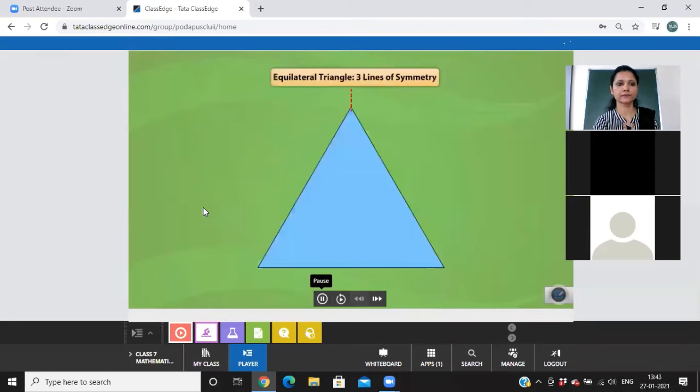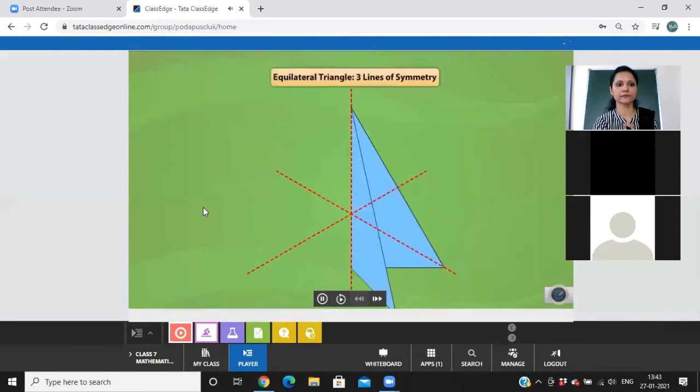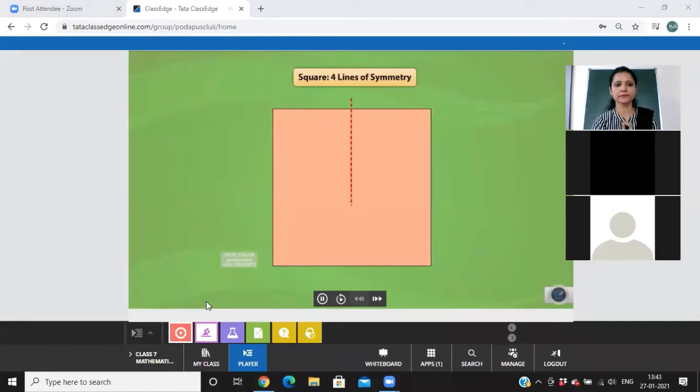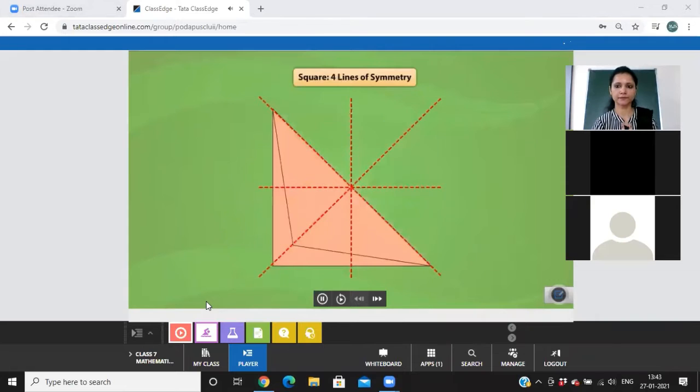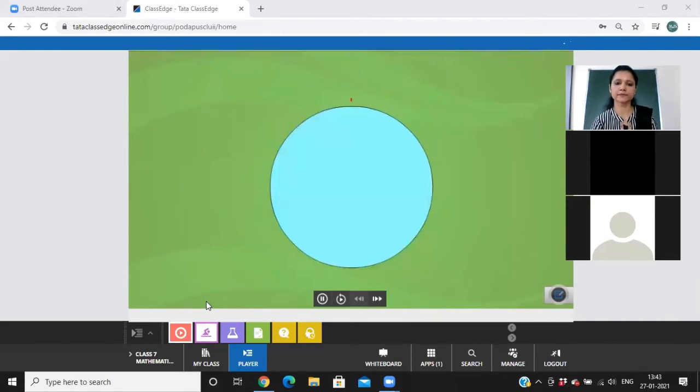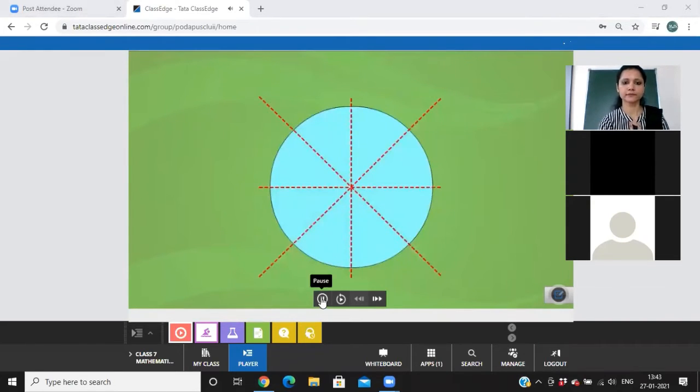An equilateral triangle has three lines of symmetry. A square has four lines of symmetry. Can you guess how many lines of symmetry a circle has? Now this you have to find out. Pick up your circle and try to fold it so that the two halves coincide. All of you do it. Fold it horizontally, fold it vertically, fold it diagonally.